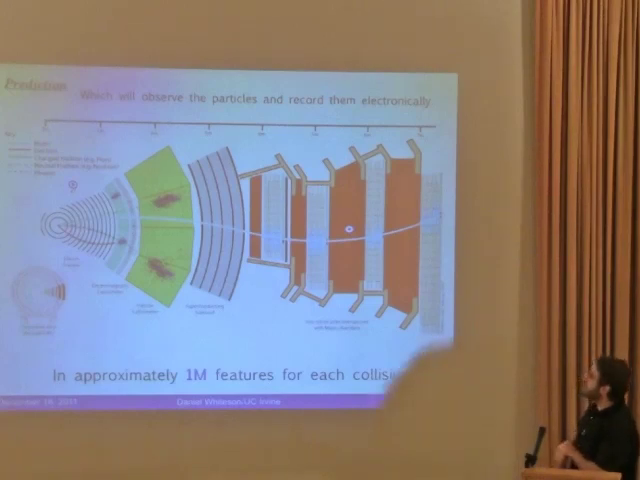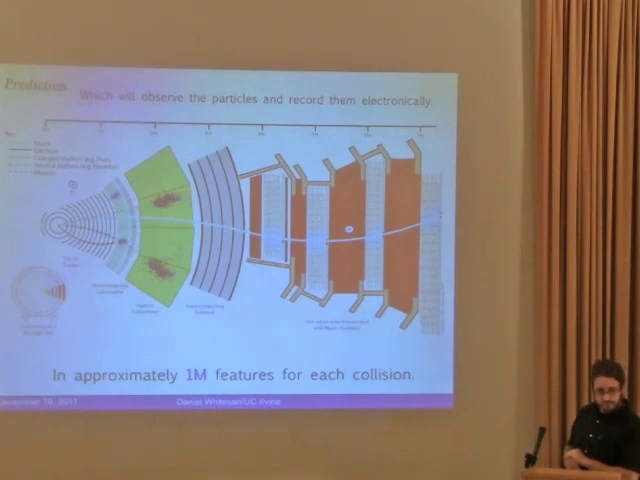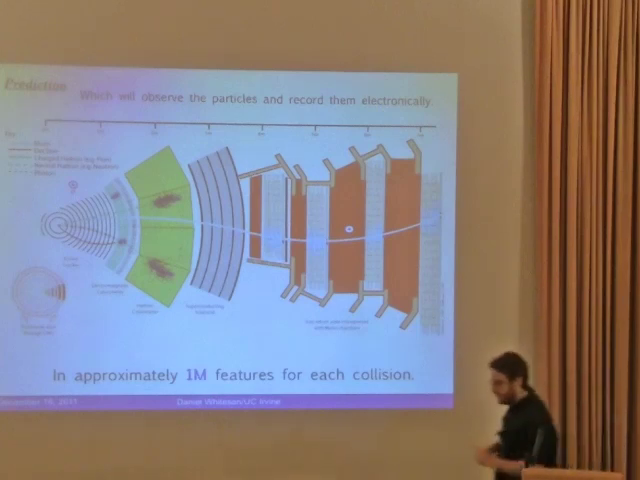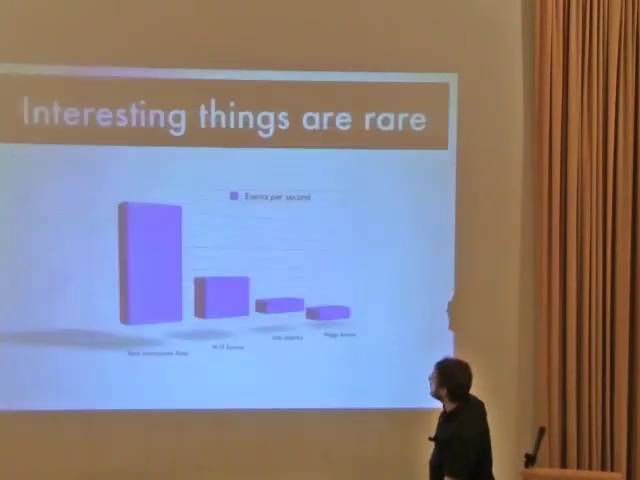The thing you need to know is this detector reads out a million features for every single collision. Right? Because we need very high resolution to understand exactly what happened. We're looking at the decay products coming out. We want to know where they came from, which ones came from a single particle, this kind of thing. So the raw data is a million channels per collision.